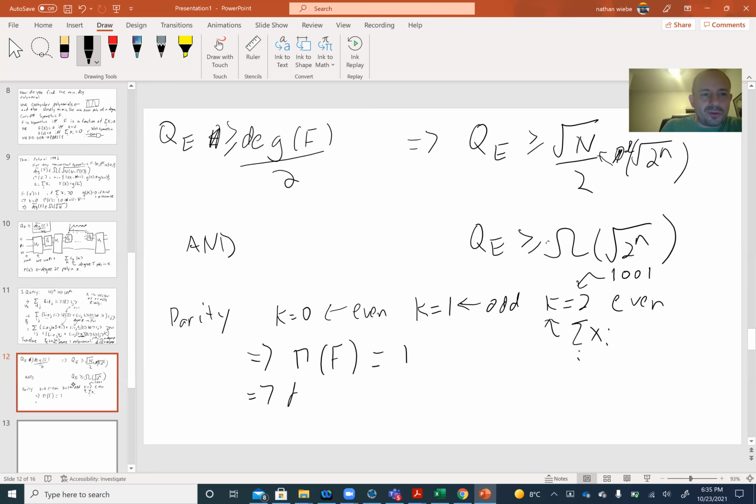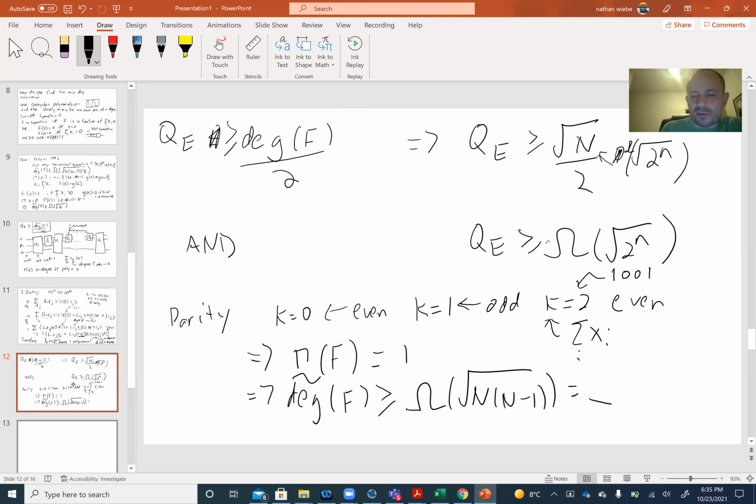And this implies, using that theorem, that the approximate degree of the function is greater than or equal to square root of n minus 1, which is asymptotically equal to omega of n. So this is really fascinating, because it says that parity is an example of a function where we get no quantum advantage asymptotically. Quantumly, we have to look at all the bits in order to learn what parity is.